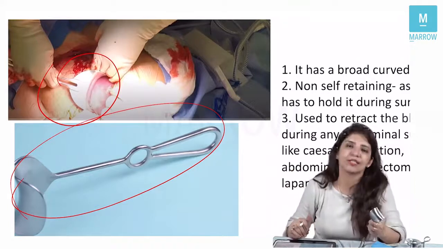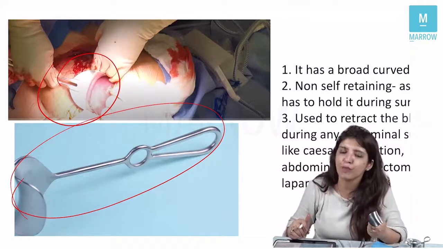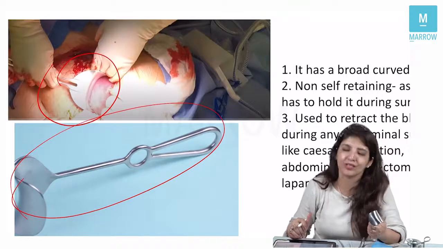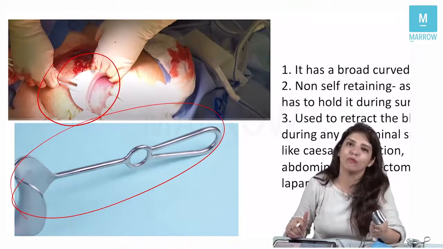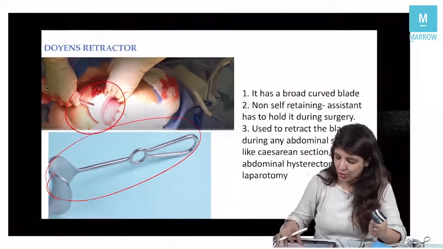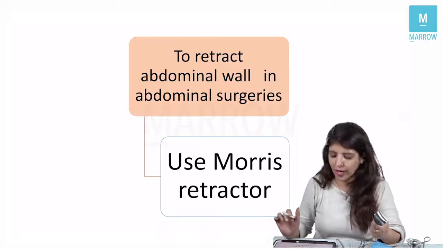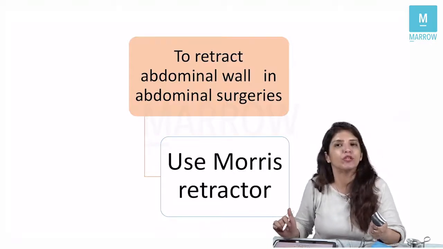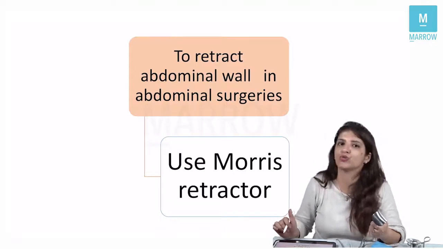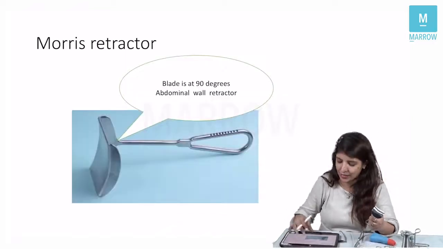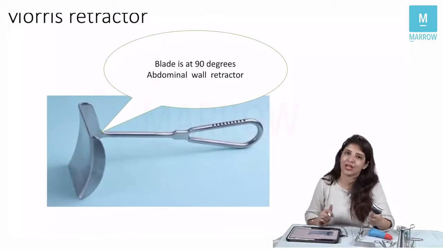In order to retract the abdominal walls, the retractor which I'm going to use will be a Morris retractor, and unfortunately, I don't have a Morris retractor to show you. So, you will have to see the image of a Morris retractor. So, what I'm telling you is to retract the abdominal wall in abdominal surgeries, you are going to use a Morris retractor. This is a Morris retractor.